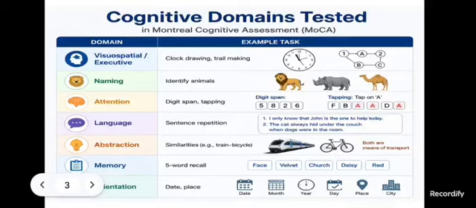What are the cognitive domains tested in the Montreal Cognitive Assessment? These are the domains which are tested: one is visual spatial ability, second is naming, third is attention, fourth is language, fifth is abstraction, sixth is memory, and seventh is orientation.